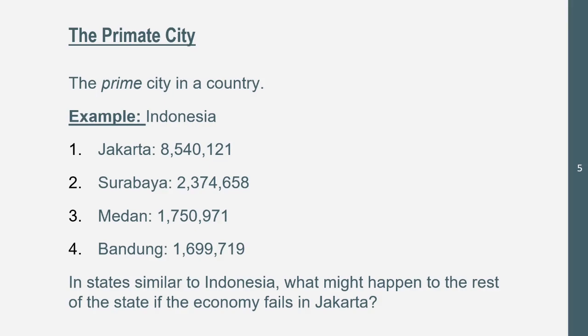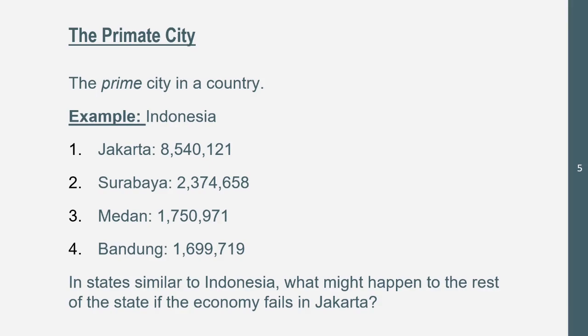It is not 1/2 of Jakarta. 2.3 million is not 1/2 of 8.5 million. Yeah, this does not follow the rank size rule, and so it follows the primate city. So what does this mean if the economy fails in Jakarta? What is that going to mean for the economy of the other cities in the country? Well, this basically means that those economies are going to suffer as well.